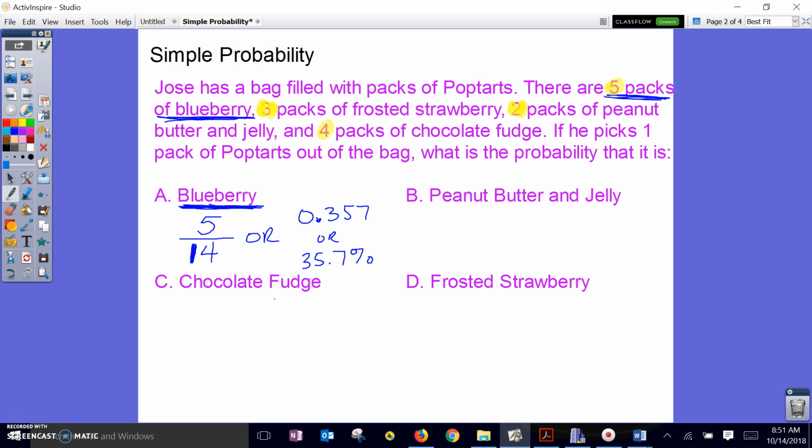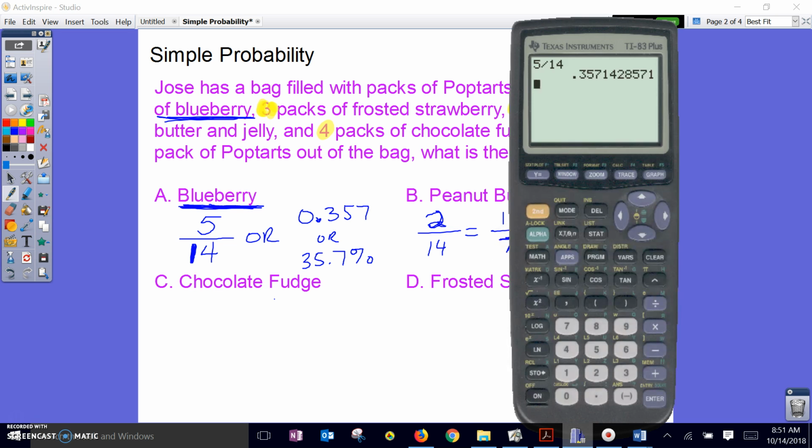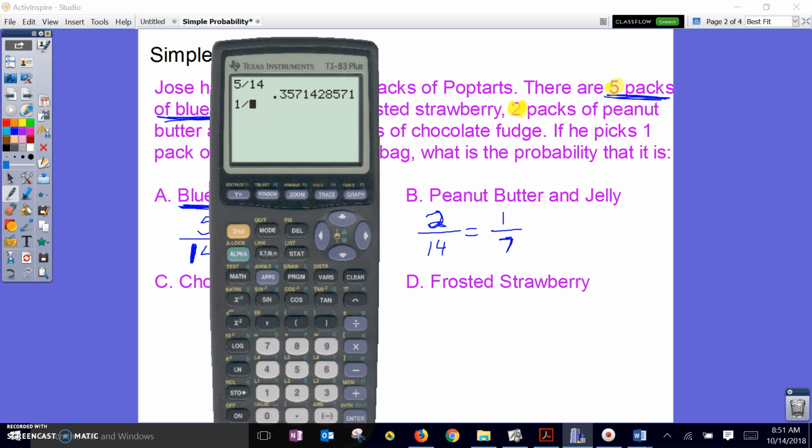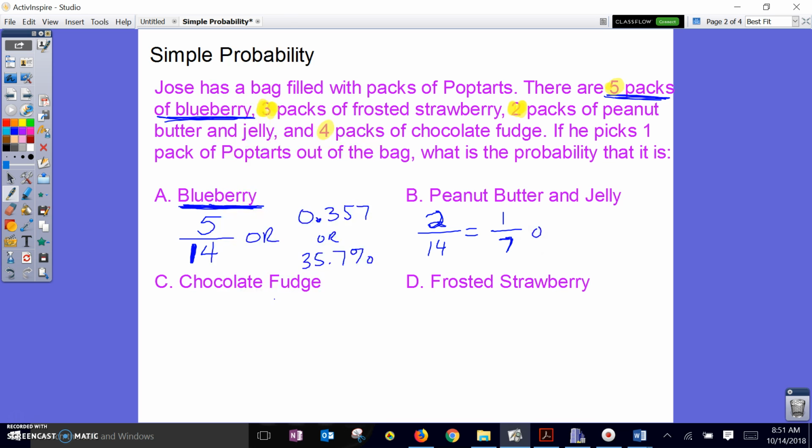We'll do the same thing to answer the rest of these questions. 2 packs of peanut butter and jelly. So the probability of picking a peanut butter and jelly is 2 out of 14, which we can reduce to 1/7. And then we could also represent it as a decimal if we wanted to, 0.143, or as a percent, 14.3%. So any of these 3 answers, the reduced fraction, decimal, or the percentage, would be good.